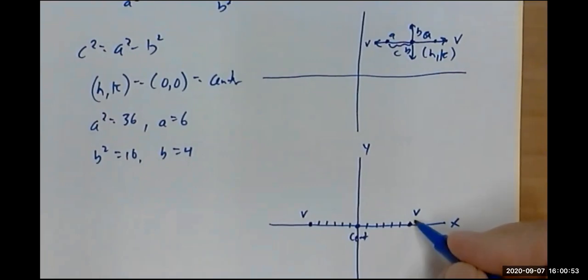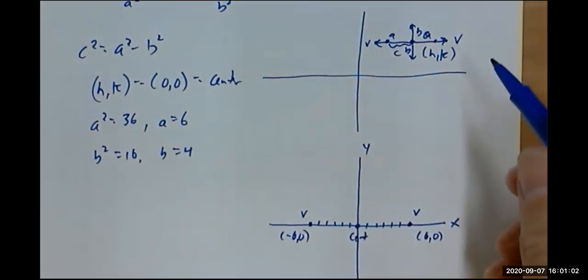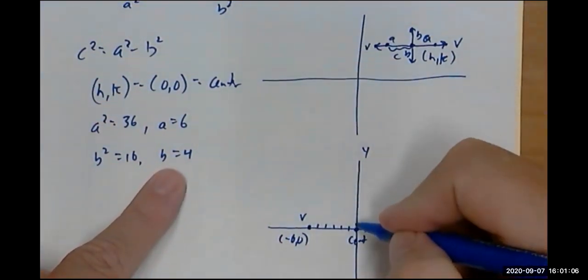Six to the left. So it's pretty obvious. This vertex is 6, 0. And this one's negative 6, 0. Now for the up and down, we move a distance b, which is 4.